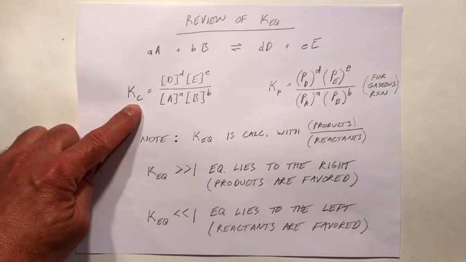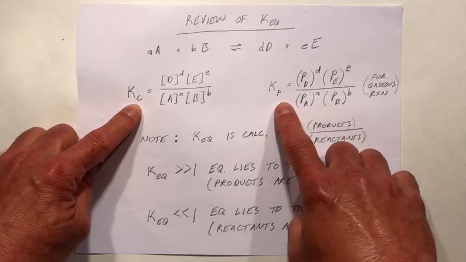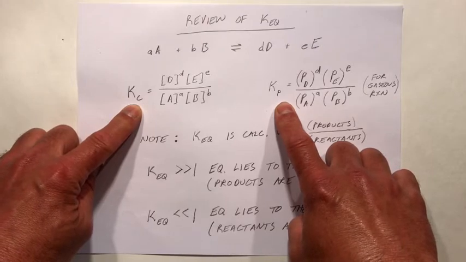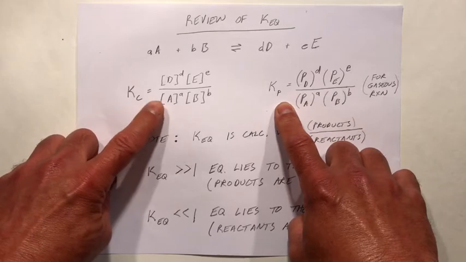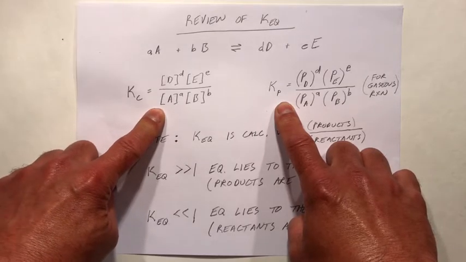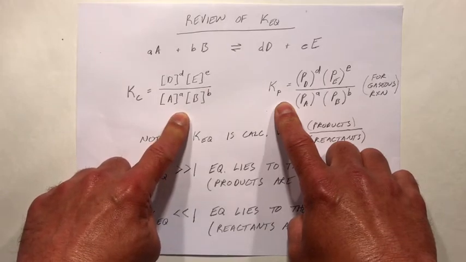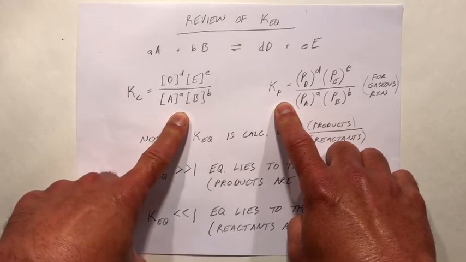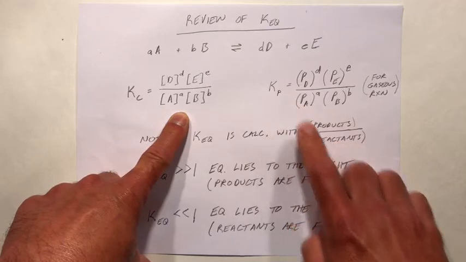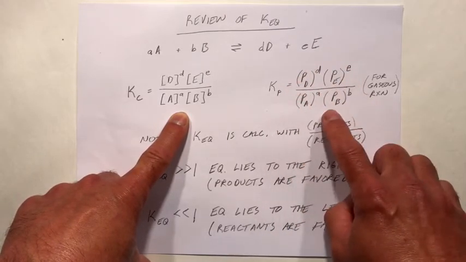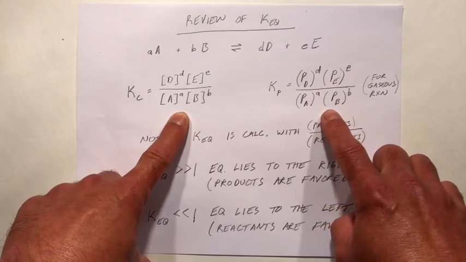Now really Kc and Kp are calculated using what are called chemical activities. At low concentration, chemical activity is equal just about to concentration. So we simplify the expression, and instead of using activity, we use concentration. And at low pressure, chemical activity is just about equal to partial pressure. So we simplify the activity expression and express it as a partial pressure expression.